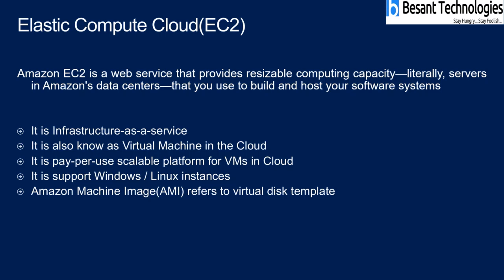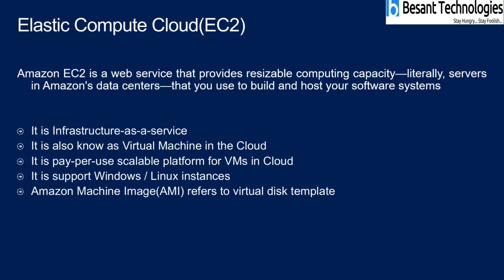Now we'll go to EC2, Elastic Compute Cloud. What is EC2? Amazon EC2 is a web service that provides resizable computing capacity, literally servers in Amazon data centers, that you use to build and host your software applications. It is infrastructure as a service. It is also known as a virtual machine in the cloud. It is a pay per use, pay as you go scalable platform for VMs in the cloud.